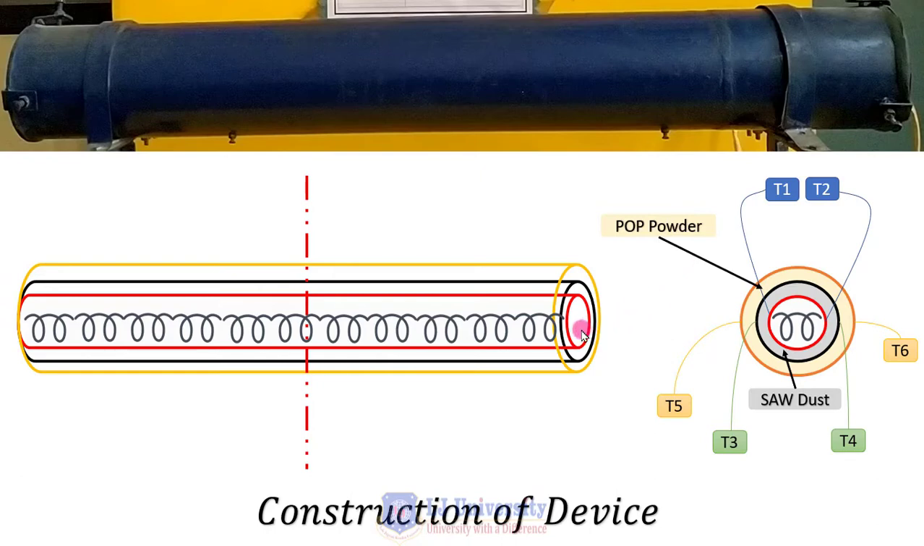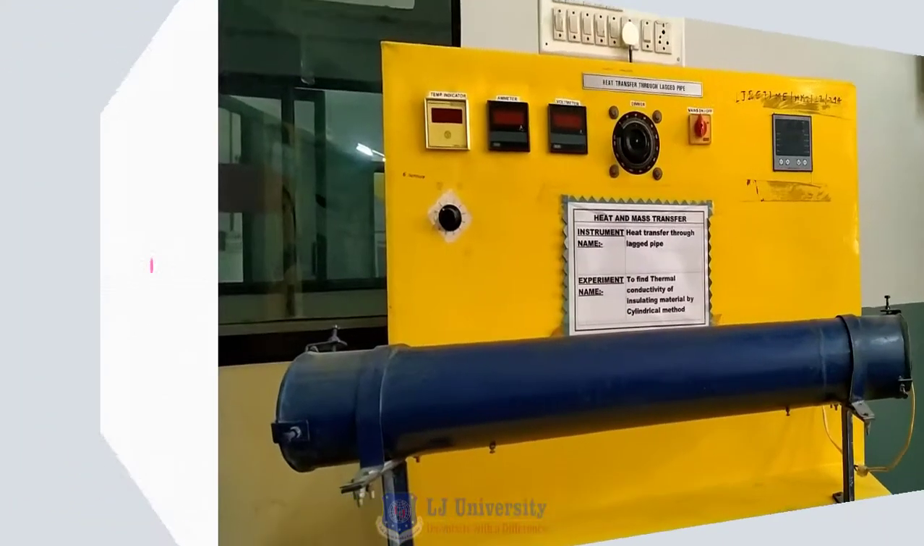There are six thermocouples attached in this system. First and second thermocouples are attached to the innermost cylinder. Third and fourth thermocouples are attached to the middle cylinder. And fifth and sixth thermocouples are attached to the outermost cylinder. With the help of these thermocouples, we are going to get the temperatures of the inner cylinder, middle cylinder and outer cylinder. So let's take one reading of this practical.